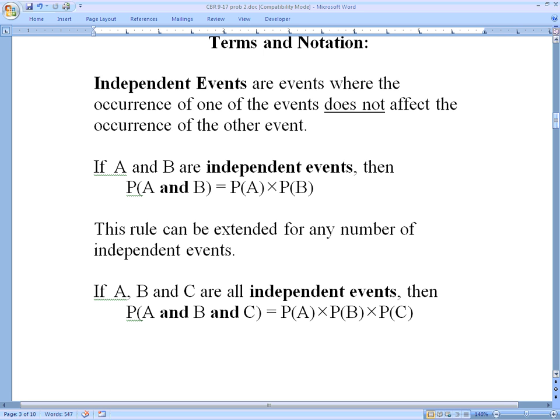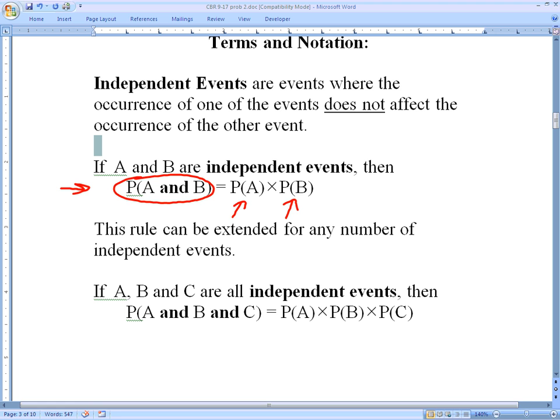So if they're independent events, we say that the probability of A and B is equal to the probability of A times the probability of B. Now remember, P stands for probability in this, and it's sort of like that function notation. P is a number, so there is one number that represents the probability of A and B. And again, I find that one number by multiplying the probability of A times the probability of B.